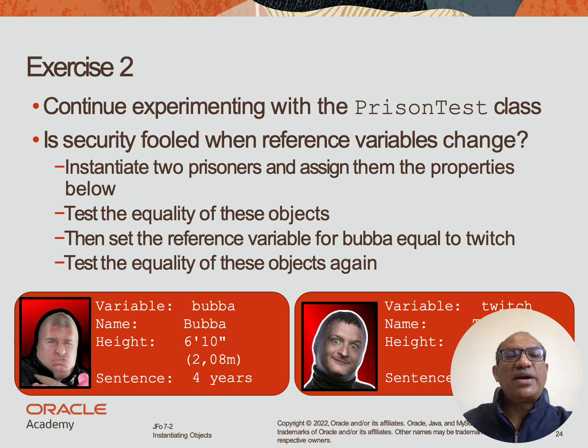In exercise 2, back in your Prisoner test class, instantiate baba and twitch again. Then run this line: baba = twitch. Now try printing their fields and checking baba == twitch. You'll see that they point to the same object.